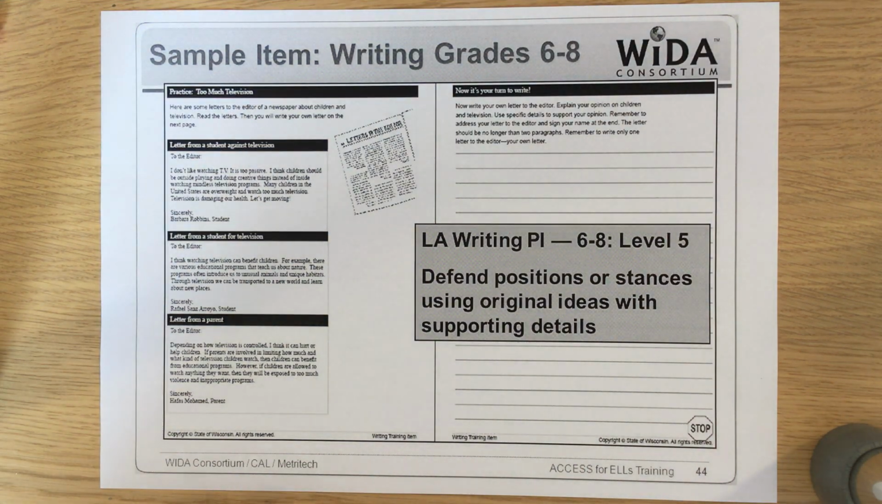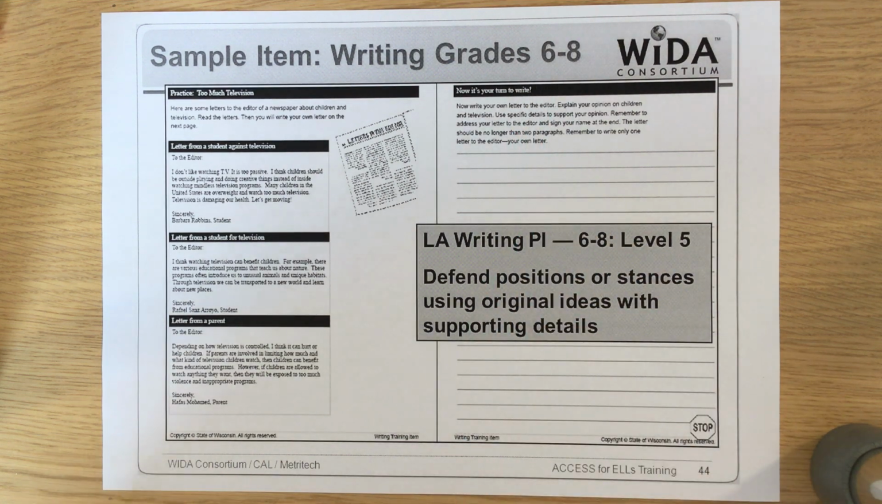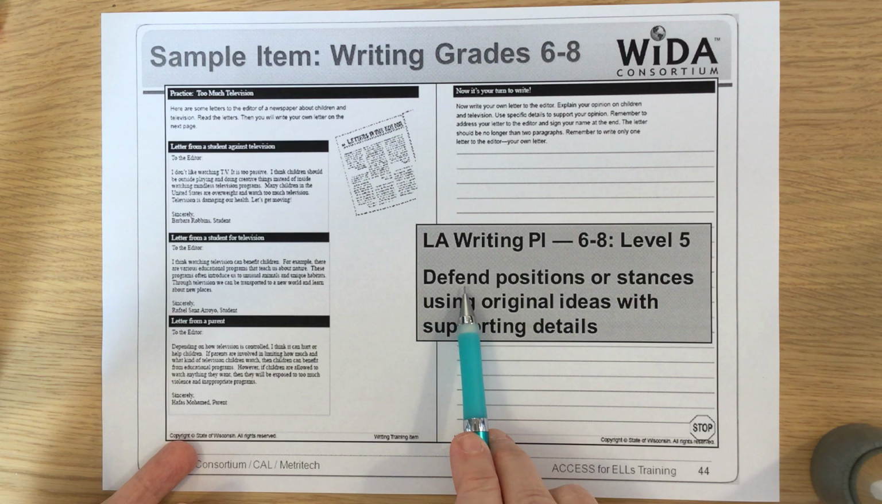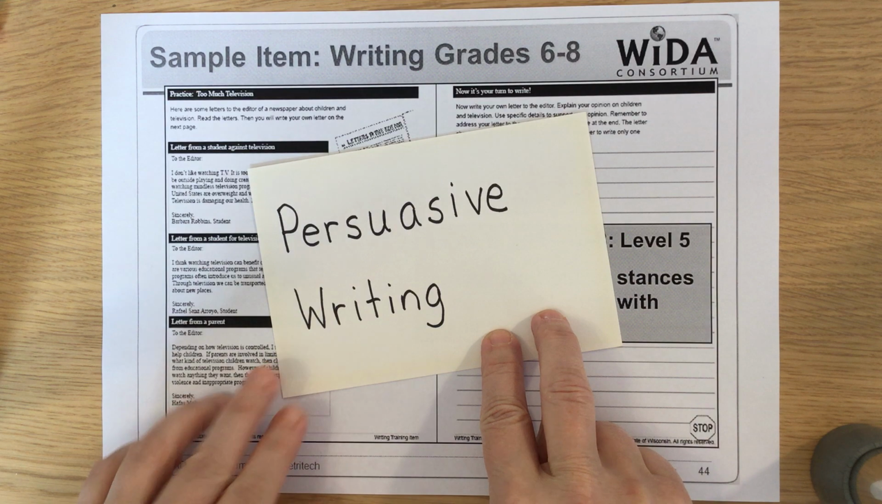In this lesson, we are going to be looking at an example of a writing prompt for grades 6 to 8 that says, defend your position or stance using original ideas with supporting details. This is another way of saying persuasive writing.